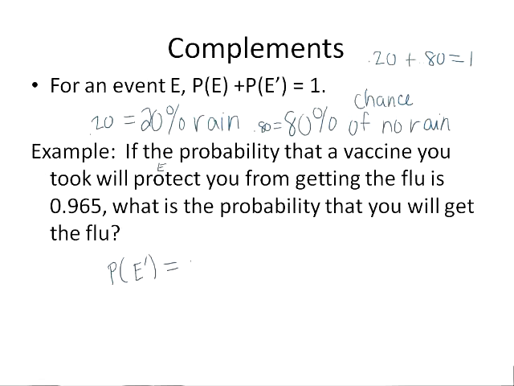So rearranging the formula from the top of the slide, we're going to subtract the probability of E from both sides. That leaves the probability of E complement on the left equal to 1 minus the probability of event E. Well, what's the probability of event E? In this case, it's the probability that you're protected from getting the flu. That's the 0.965. So if we subtract those two numbers, we get 0.035. That represents the probability that you will get the flu.